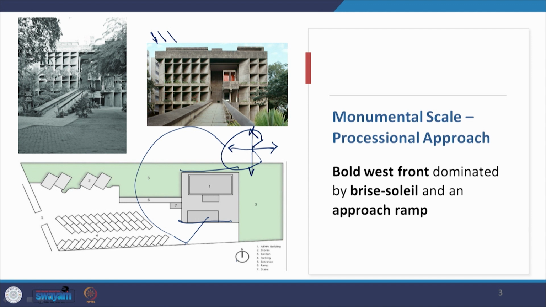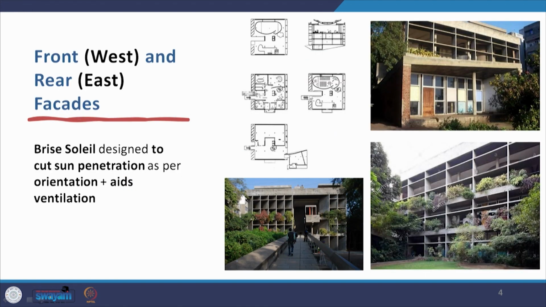On the rear side, which is the east side, the brise soleil is different. It is like this. So it's just straight as we saw in Villa Shodhan. The only thing is the brise soleil in Villa Shodhan appears to be deeper than that of Mill Owners Association building, but that is also because it was on the southwest side and it had a bigger role to play, whereas here it is on the east side and the sun glare is not that big a problem here. Now the brise soleil is designed to cut off sun penetration as per the orientation, so the west design is different from the east design and also aids ventilation.